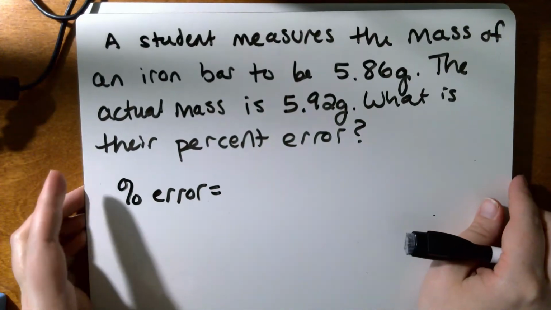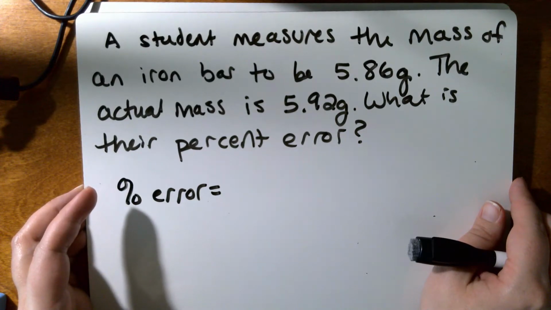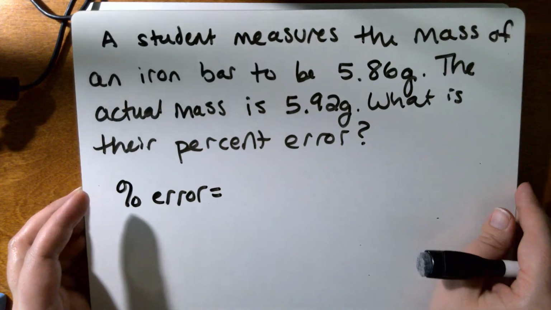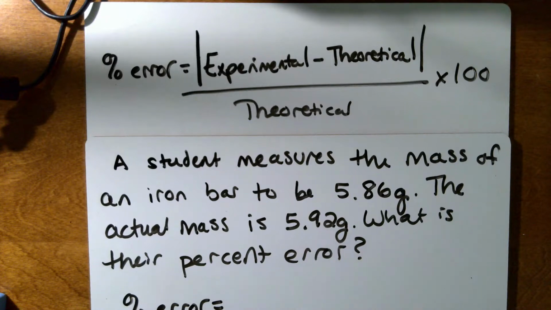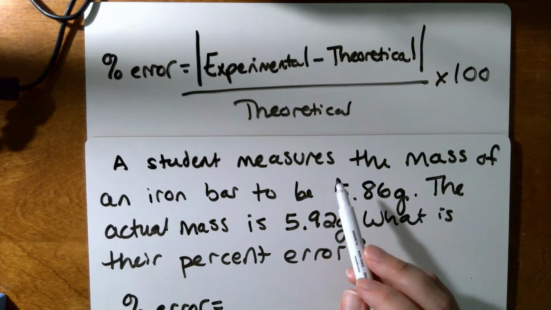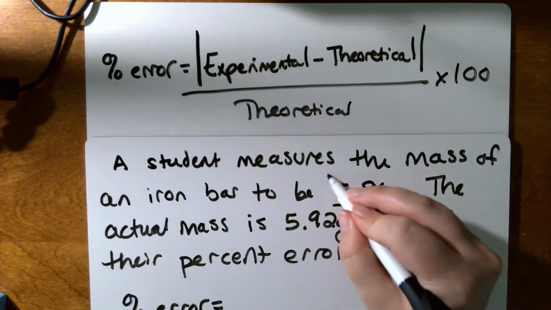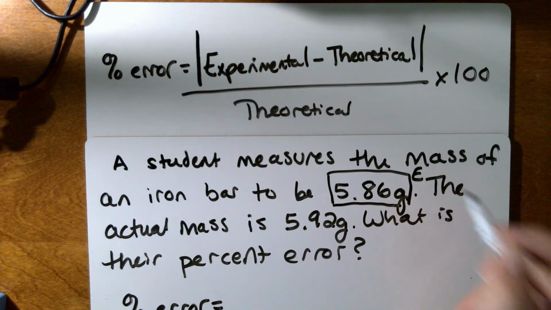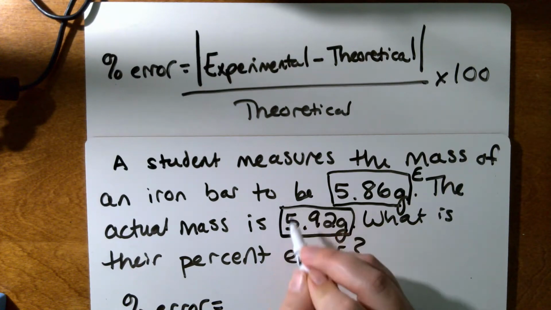So if a student measures the mass of an iron bar to be 5.86 grams, and the actual mass is 5.92, and we want to find the percent error, first we have to identify what's the experimental value and what's the theoretical value. Now notice that this problem hasn't used the word experimental or theoretical, but we have to use our context clues to figure it out. So if the student measured it, that's what they did in the lab, that was their experiment. This is our experimental value. And when it says the actual mass, that's the true or theoretical value. So this is our theoretical value.